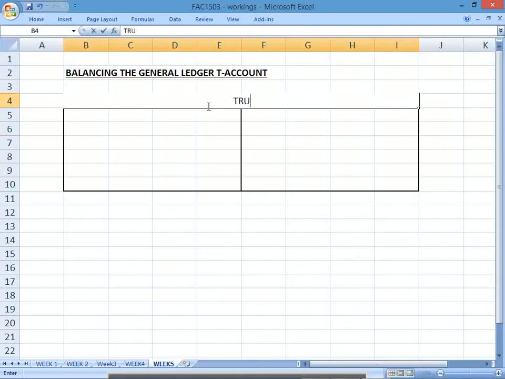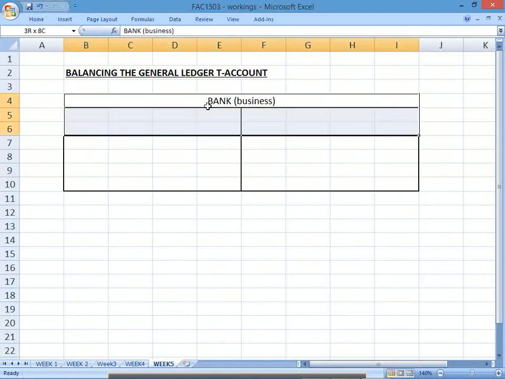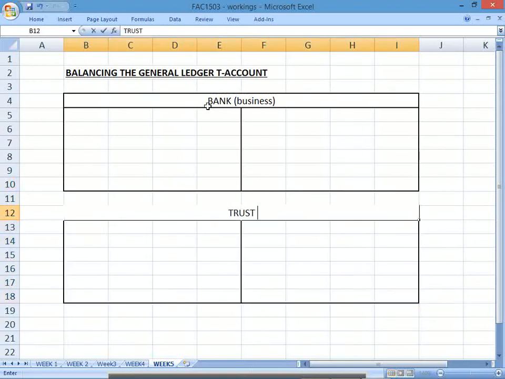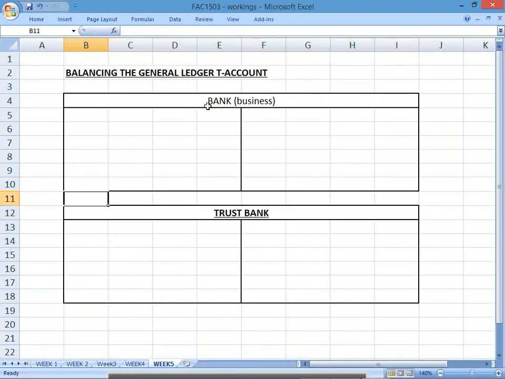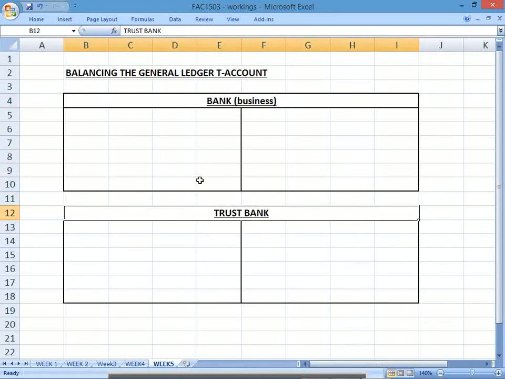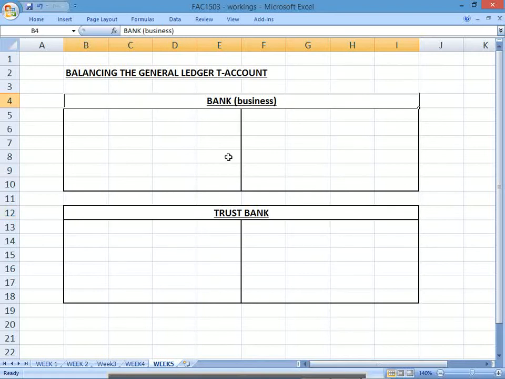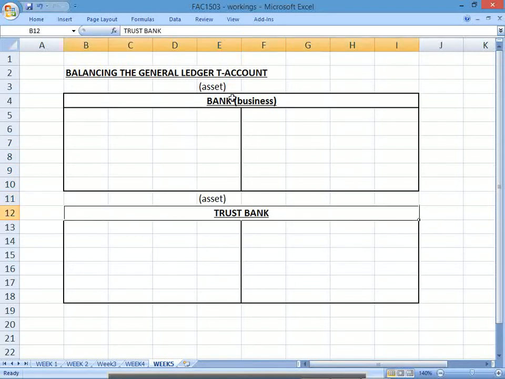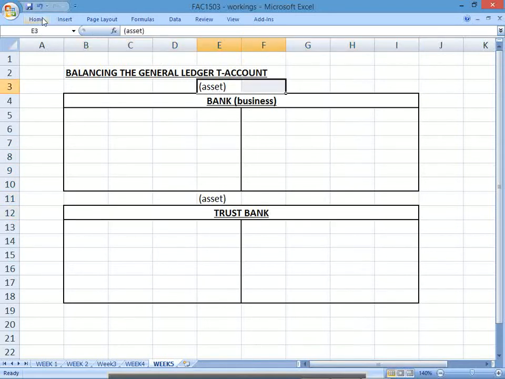Okay, so let's look at a trust, or let's look at both. Bank, bracket, business. And then let's copy paste this, and then let's also look at a trust bank account. In terms of element, what element is bank? It doesn't matter if it's a trust bank account or if it's a bank account, it's always an asset. Okay, if it's a liability, then it's called a bank overdraft. But bank as it is, as it stands here, is an asset. So that's what we've got here. Okay, and that's what we've got there.